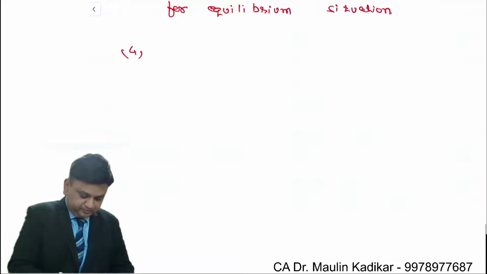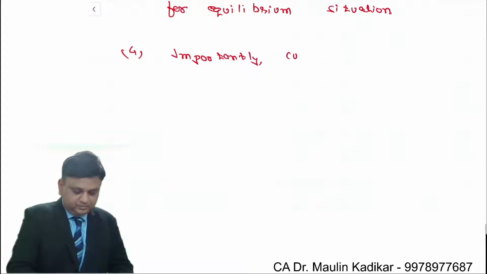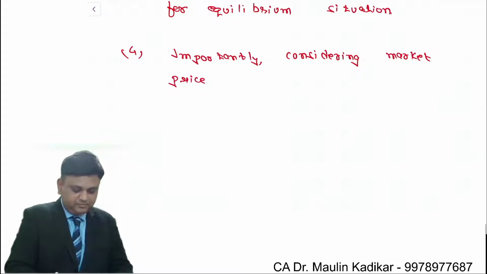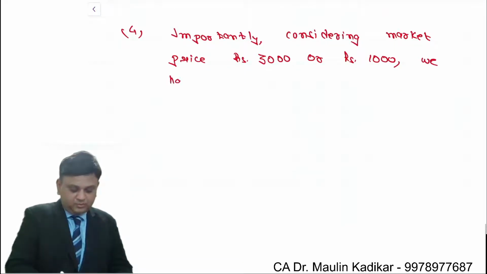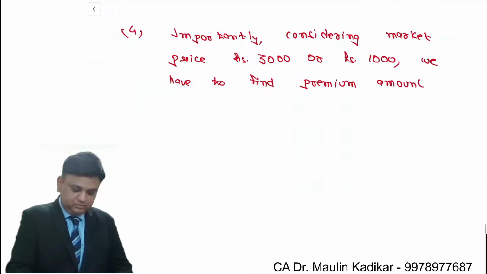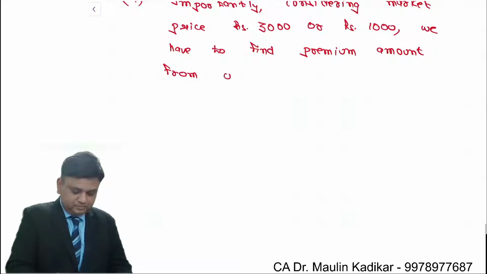Fourth point, importantly, considering market price rupees 3000 or rupees 1000, comma, we have to find premium amount from option seller point of view.